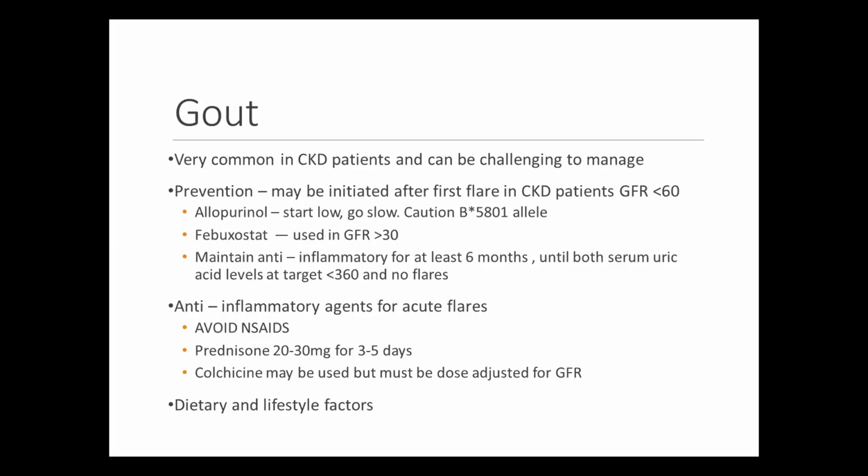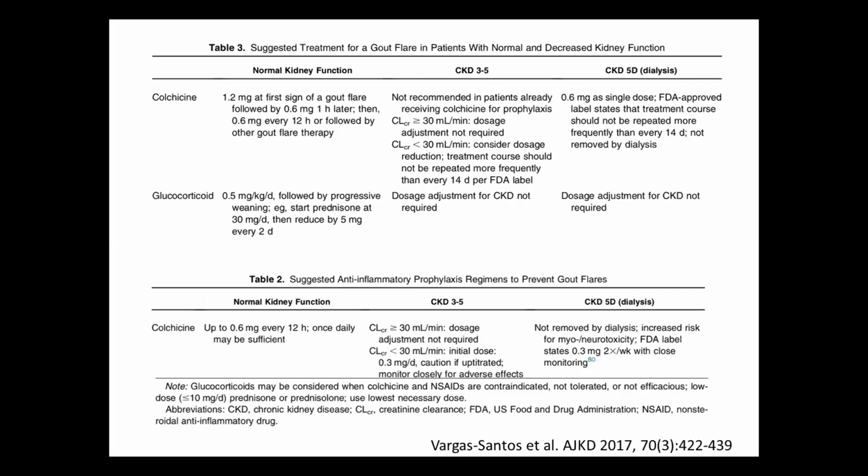And finally, dietary and lifestyle factors are helpful in the management of gout as well, but people often need pharmacotherapy for it. This is a table from a paper published in 2017 in AJKD, just giving guidelines on some of the agents that can be used in CKD for gout flares. And so you can see that it's mainly colchicine and glucocorticoids, and that colchicine has to be dose adjusted in CKD, especially in advanced CKD and dialysis, to prevent adverse events.